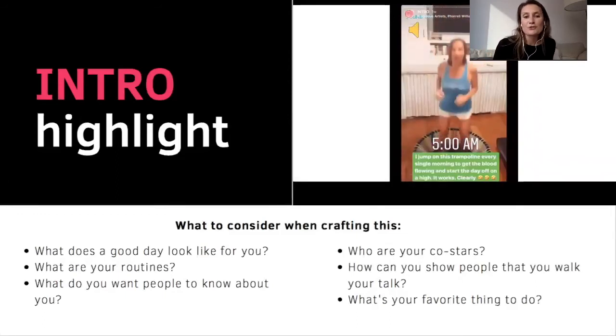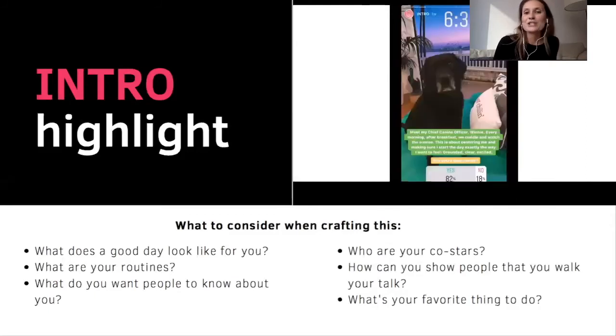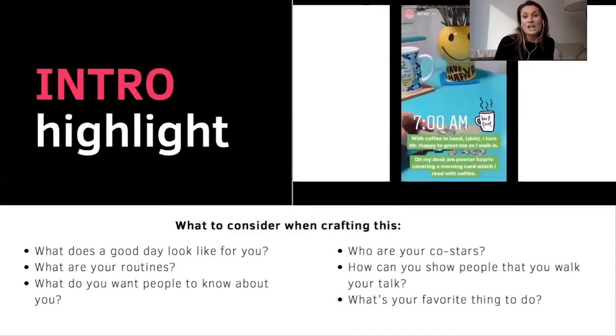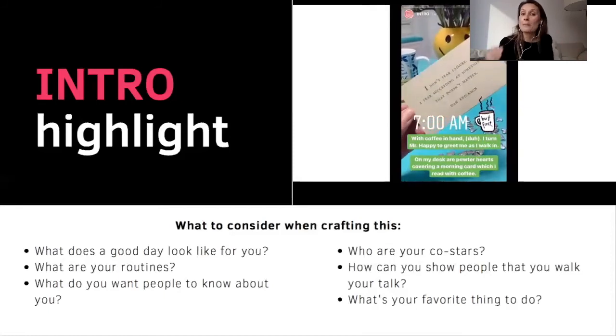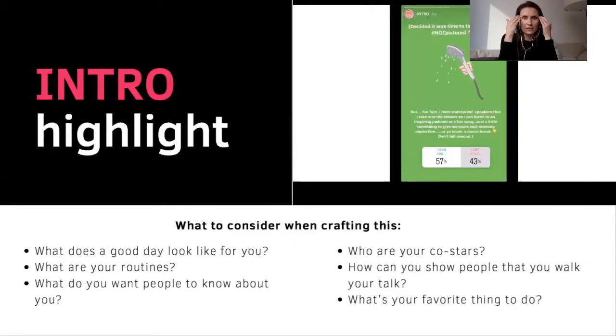Right. She jumps on her trampoline every single morning at 5 a.m. This woman's crazy, but I love her so much. She does this to get the energy flowing. She introduces us to her dog, which she watches the sunrise with every morning. She then picks up an affirmation at 7 a.m. every morning, which she reads over coffee. Here's her with her client who's just had a massive win this week, which really makes us feel like, ooh, I want to work with her.